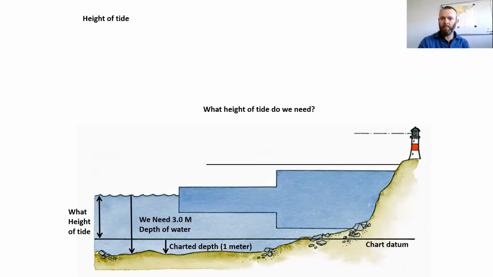The charted depth, so at lowest astronomical tide, we always have 1 meter. So what we are now looking for is a height of tide of 2 meters. So this is a really vital piece of information. So we write this down, big bold letters, height of tide, 2 meters.